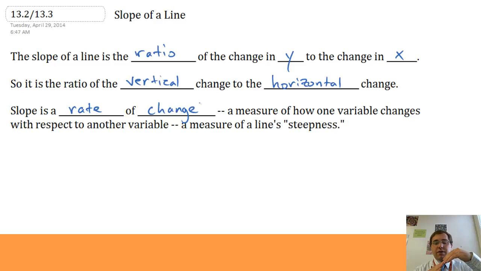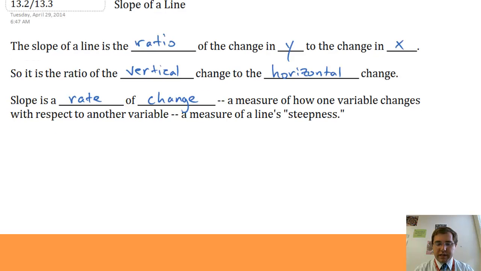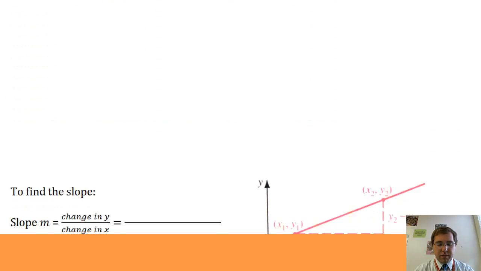We're studying the pattern by which the points of the line are arranged. If I change one variable by a certain amount, how much am I going to change the other variable according to the pattern? So it's really a measure of the line's steepness. How steep is it? So that's the way we're going to think about slope here.